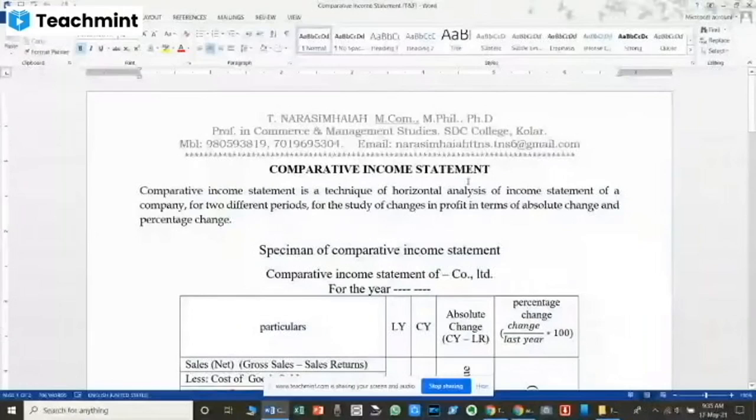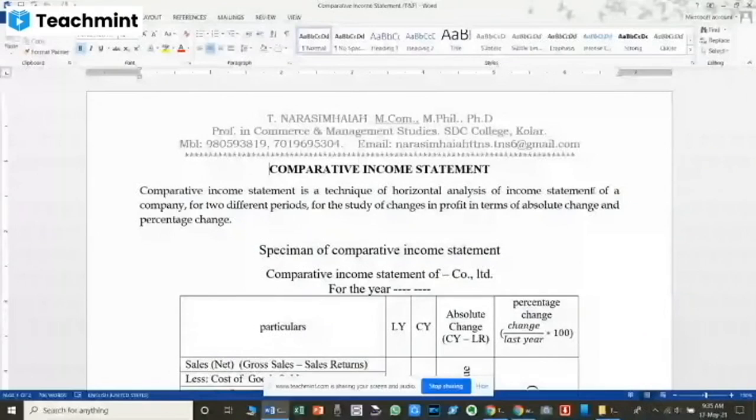Here income statement is the new name given for the profit and loss account. Here we are going to study the profitability position of the company by preparing the comparative income statement. Here comparative income statement is the horizontal analysis of income statement. Horizontal in the sense, here also, like your comparative balance sheet.